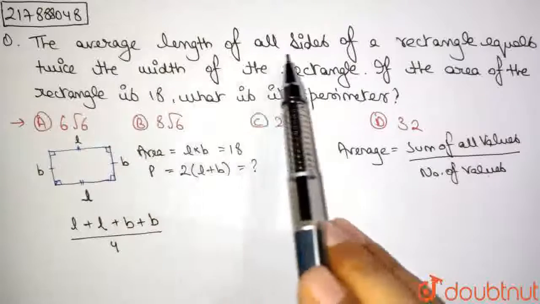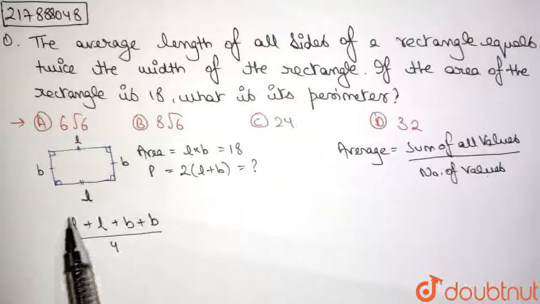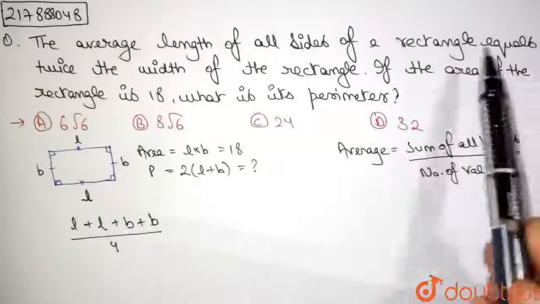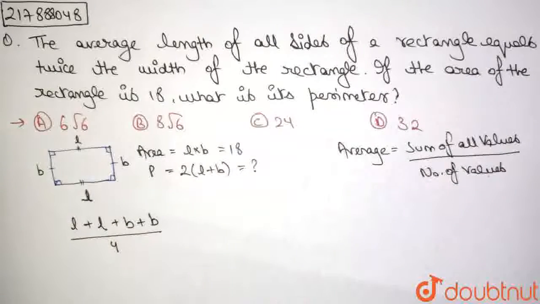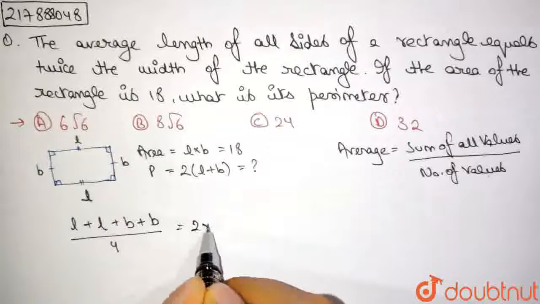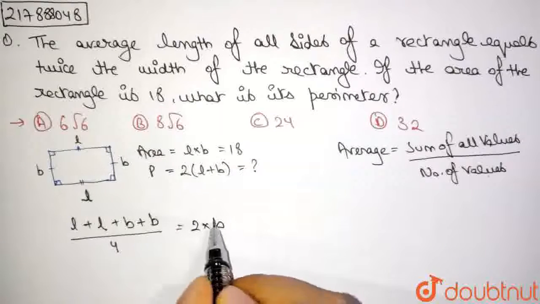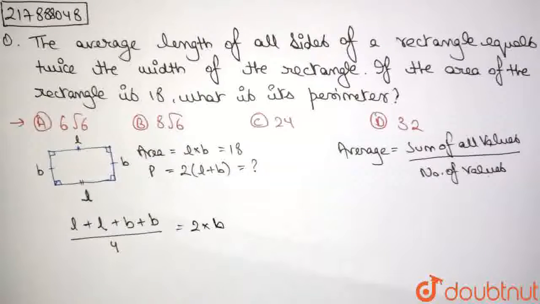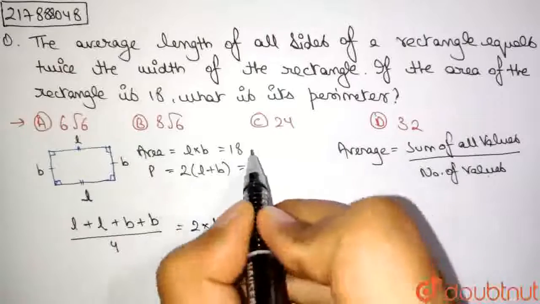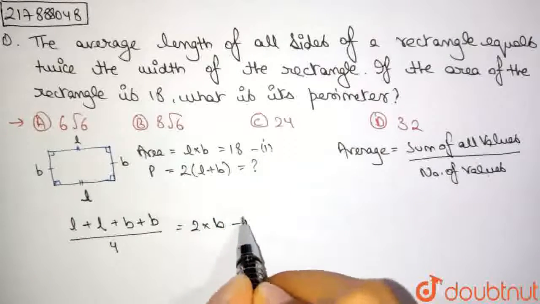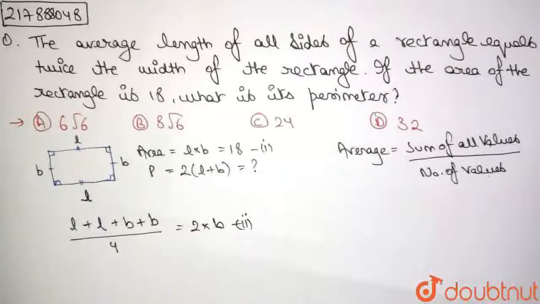And it says the average length of all sides of a rectangle, which we have already found out, equals twice the width of the rectangle. So this is equal to 2 times breadth or 2 times width, right? Now we have one more relation. Now we have 2 variables and we have 2 relations. This is relation 1, this is relation 2. So let us solve this particular question.